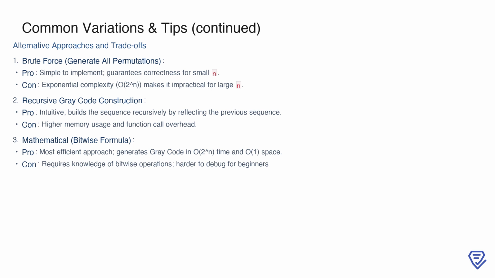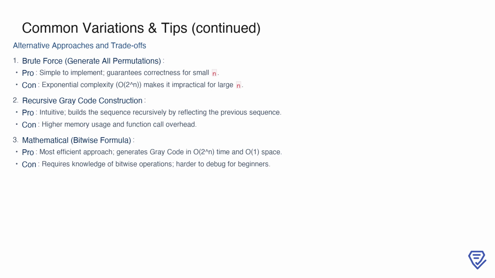Finally, let's compare some alternative approaches and their trade-offs. A brute force solution, which generates all permutations, is straightforward to implement and guarantees correctness for small values of n. However, its exponential complexity makes it impractical for larger inputs. A recursive approach to gray code construction is another option. It's intuitive, as it builds the sequence by reflecting the previous one, but comes with higher memory usage and function call overhead.